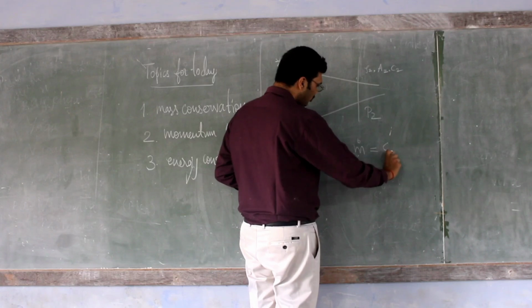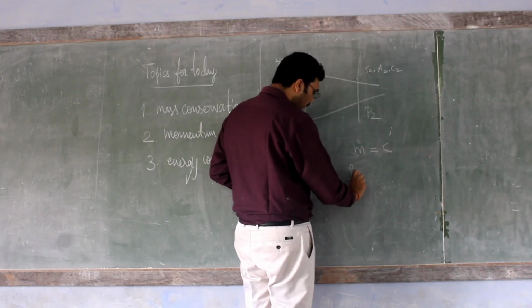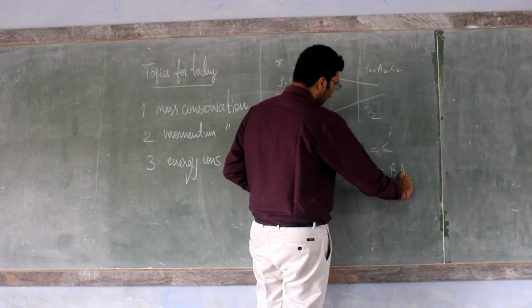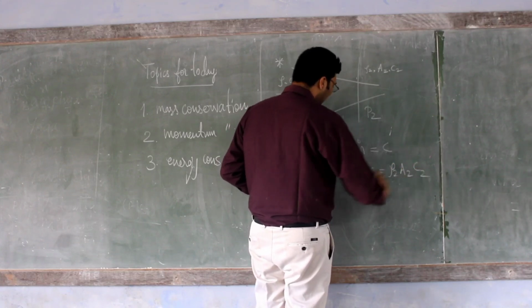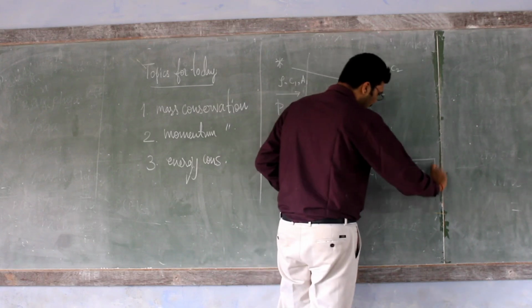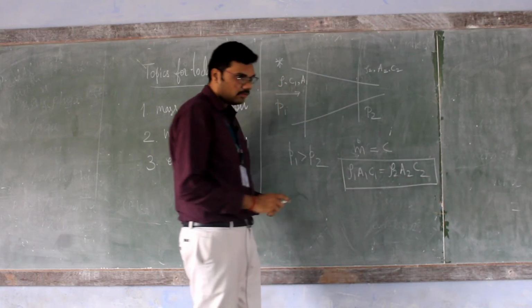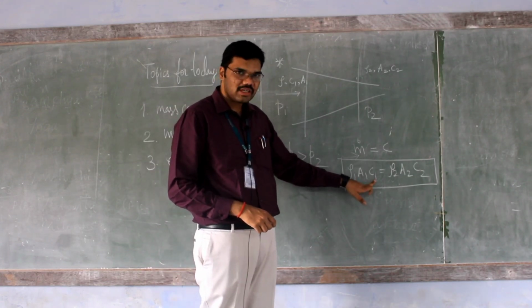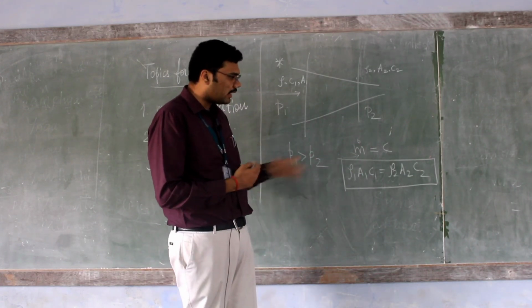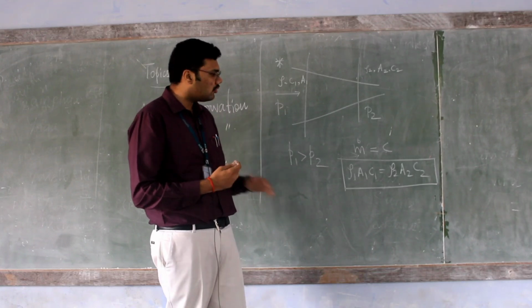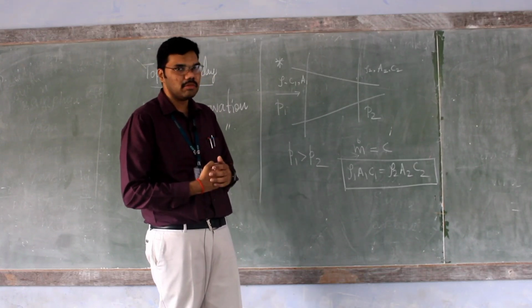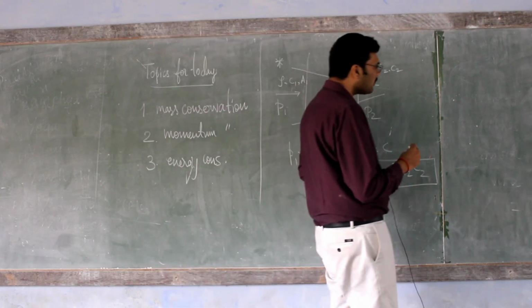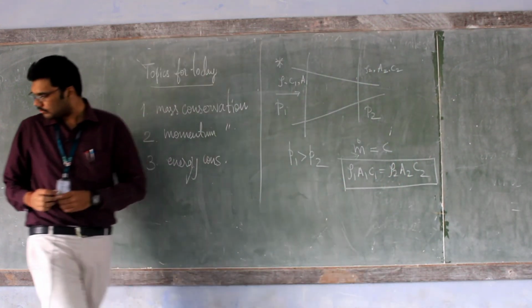So m dot equals a constant. So rho 1 A1 C1 must be equal to rho 2 A2 C2. This equation helps us in defining the mass flow rate in a one-dimensional duct, and also you can find parameters like velocity at the outlet given the conditions at the inlet are known. So this is the first conservation equation, which is applicable to all fluid flows. Now we can go for the second conservation equation.